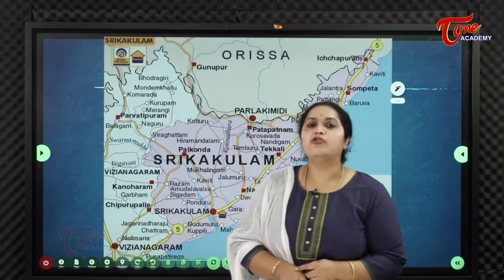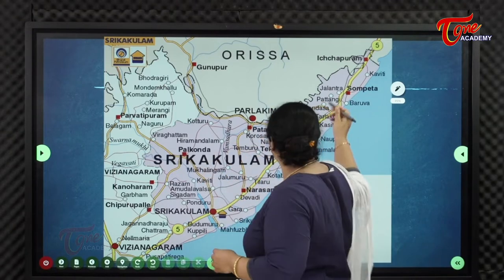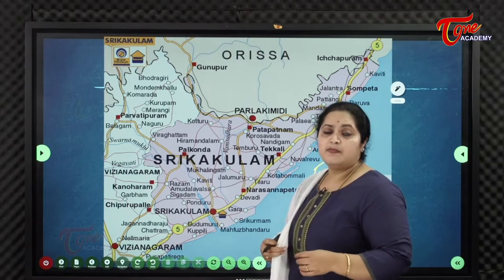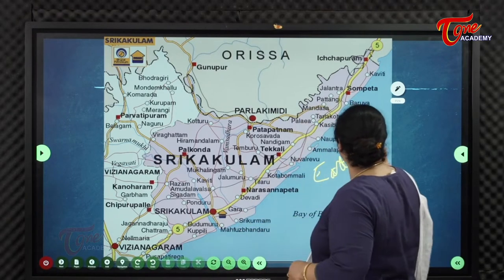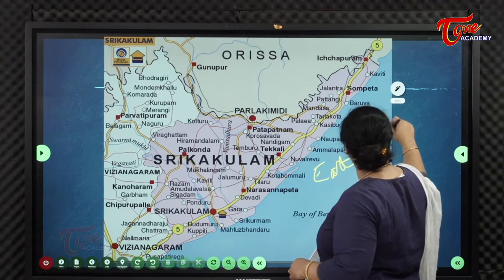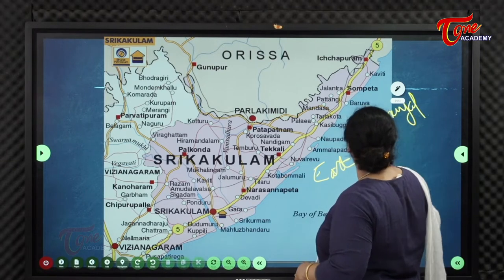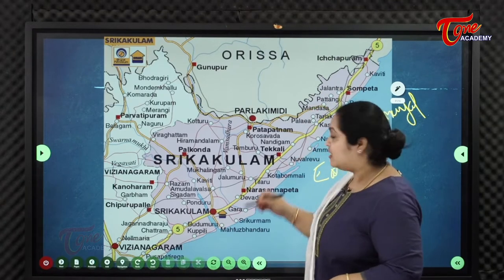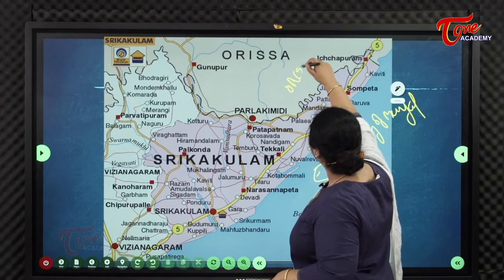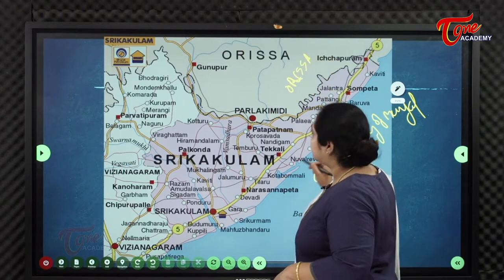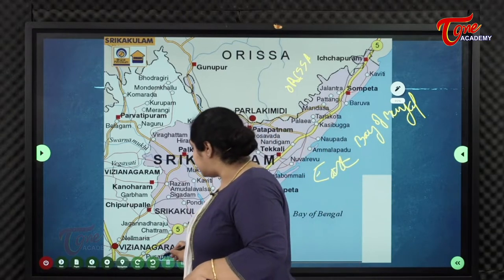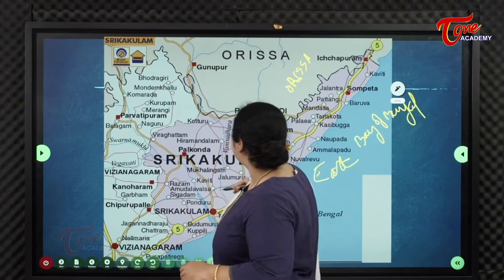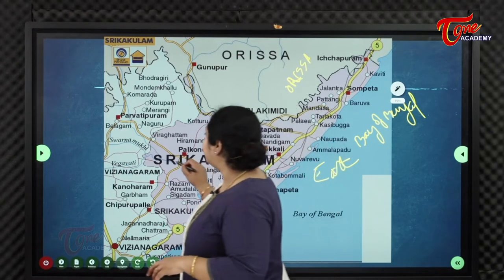Now looking at the boundaries, in the eastern direction it is bounded with the Bay of Bengal. The Bay of Bengal is the easternmost boundary of Srikakulam. In the north and northwest, it is bounded with the state of Orissa. In the south and southwest, it is bounded with Vijayanagaram.